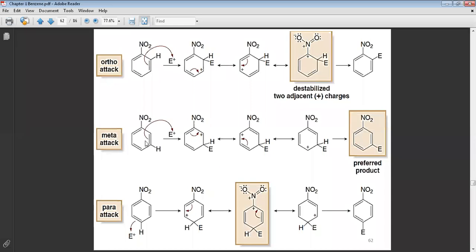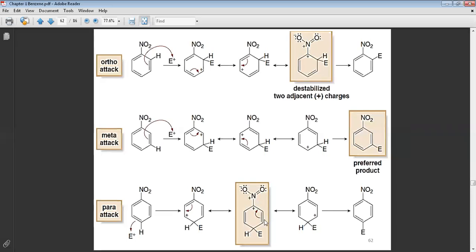That means which one is preferred, meta or ortho? Meta. Why? Because in the ortho attack we have a resonance structure that is unstable. Look at the para, the same thing as the ortho. This pi bond attacks the electrophile, the double bond converts to here, and the positive charge is here. This structure is unstable, and this one is unstable too.